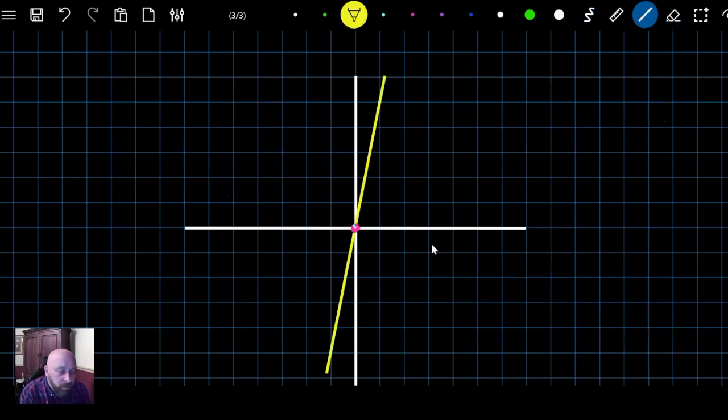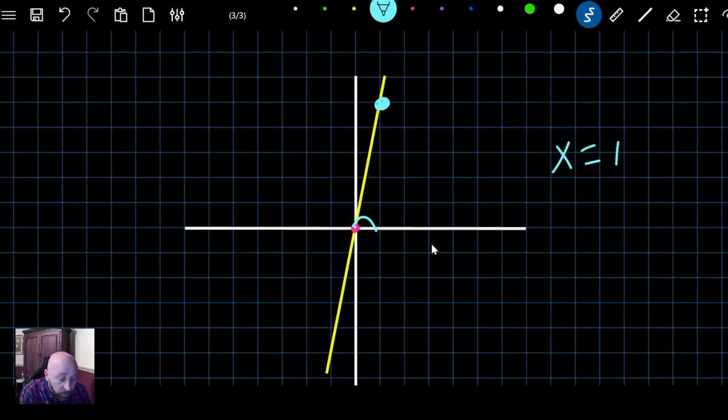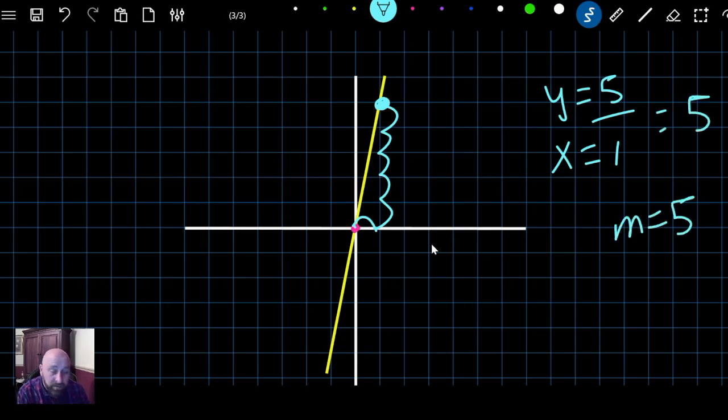Okay, let me show you one more here. We're going to do the same thing with this one. Let's go ahead and count it. We're going to count 1 to the right. Look, this is where the point touches this line, so x equals 1. And then we go up 1, 2, 3, 4, 5, and so y equals 5. So we have 5 over 1 this time. So our slope, our m, equals positive 5.